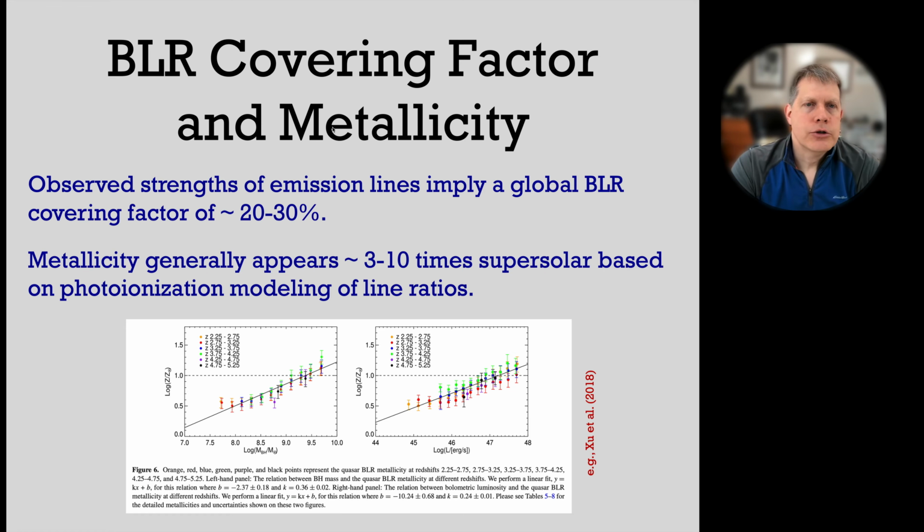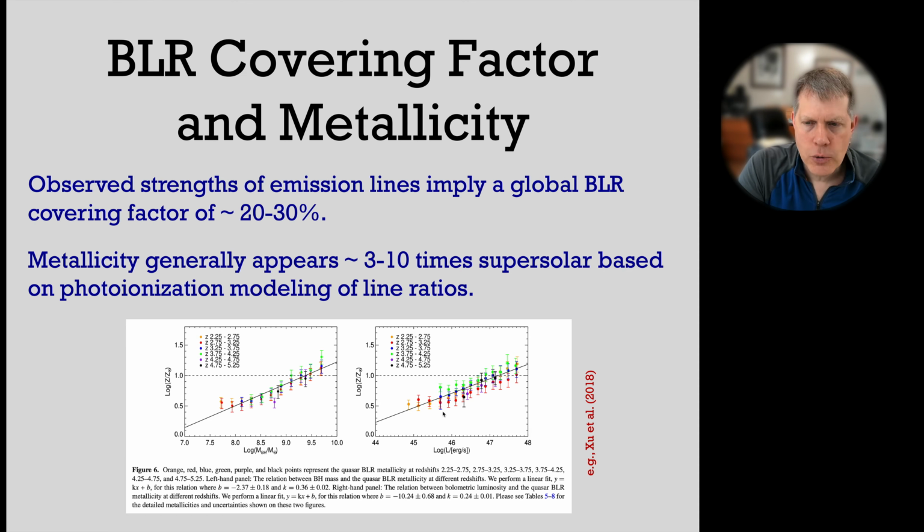Furthermore, you can also deduce basic points about the metallicity of the gas. And this is often done based upon looking at observed line ratios, and then comparing them to photoionization modeling of line ratios. And some line ratios are sensitive to the metallicity. And in fact, if you utilize those types of arguments, you find that the metallicity generally appears to be about 3 to 10 times supersolar.